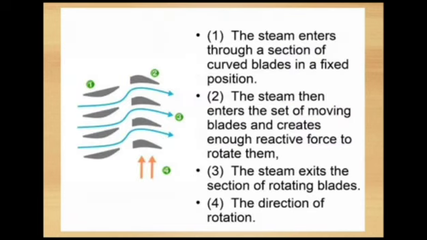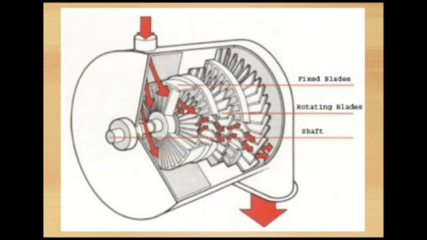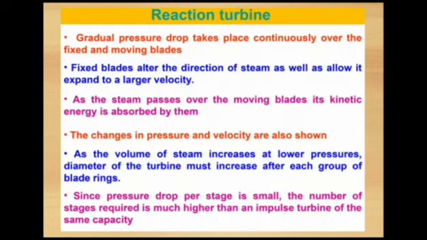The steam enters through a section of curved blades in a fixed position. The steam then enters through a set of moving blades and creates enough reactive force to rotate them. The steam exits the section of rotating blades in the direction of the rotation. This is a diagram for a reaction turbine.